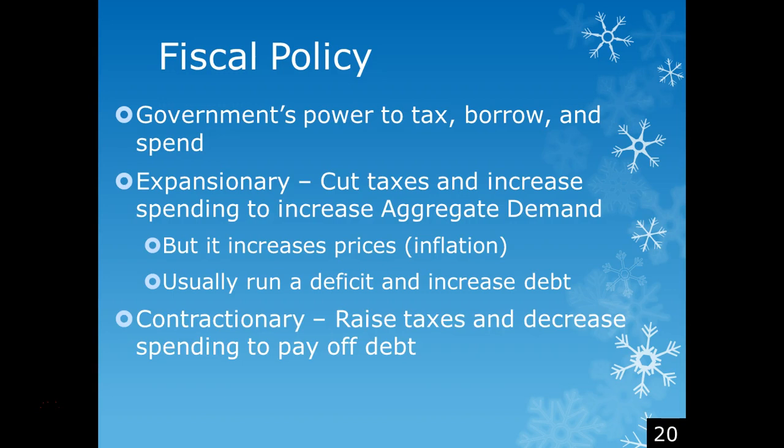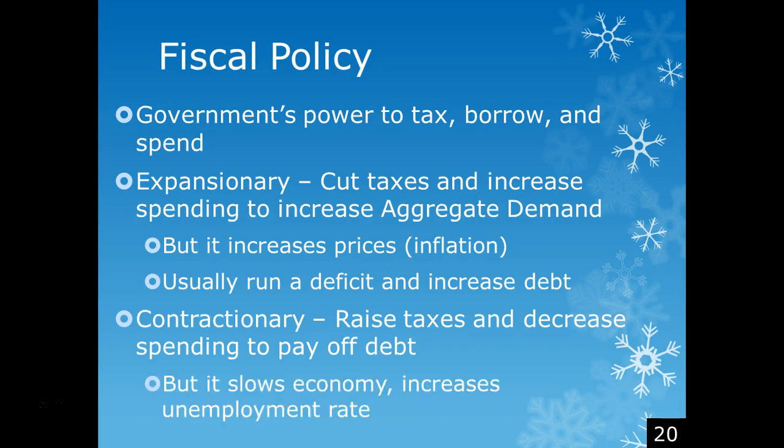Contractionary fiscal policy is when government raises taxes and decreases spending. They would do that to decrease aggregate demand, but at least the government would have more money to pay off the money it borrowed in the past. So they might need to do that if the debt is getting too high.